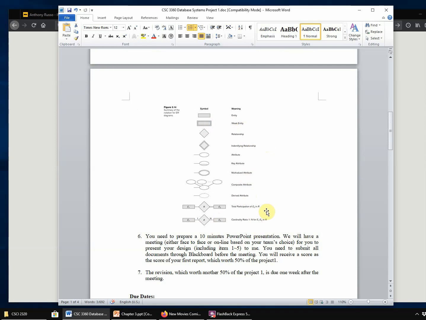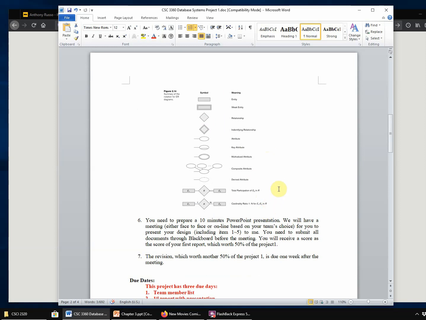Once you have prepared everything, we will schedule a 10 minutes PowerPoint presentation. We will have a meeting, again, either face-to-face, we can meet in the school, or online through Google Meet, with every single team member joining and then talking about your design, for you to present your design. And at the time, you need to have everything ready, items from 1 to 5. You need to submit all documents through Blackboard before the meeting so that I can have a quick look before we meet.